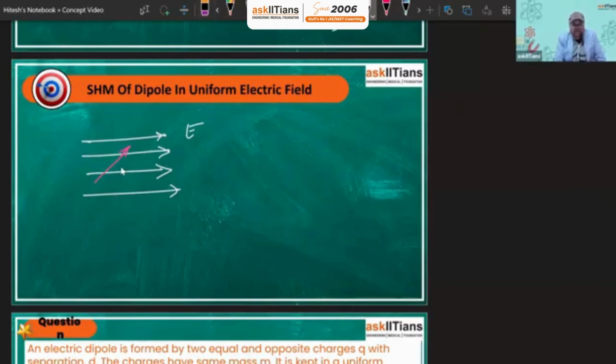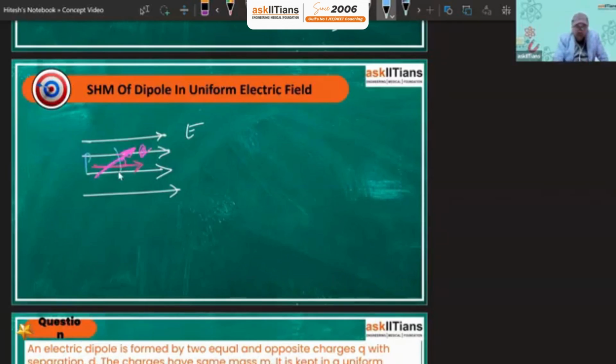So what happens in here? If the dipole is placed in this manner, then it is the stable equilibrium position for it. Now, if it is displaced by a very small angle, let's say theta, right? So this is my electric dipole, P. Now, if it is displaced and then released, right?